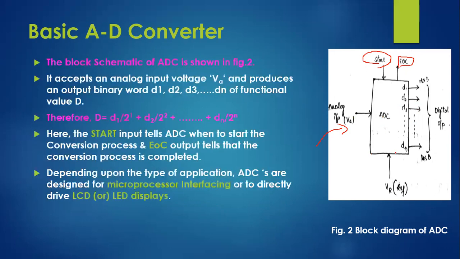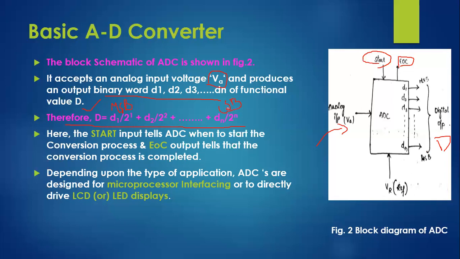This we have shown in terms of words. See, it accepts the analog input voltage VA, which is continuous in nature, and it produces an output binary word in terms of D1, D2, D3 and so on till Dn, which gives a functional value D. Now the output value can be calculated. That is, D can be calculated as D1 by 2 power 1, plus D2 by 2 power 2, and so on. So D1 will be the MSB, and Dn will be the LSB.